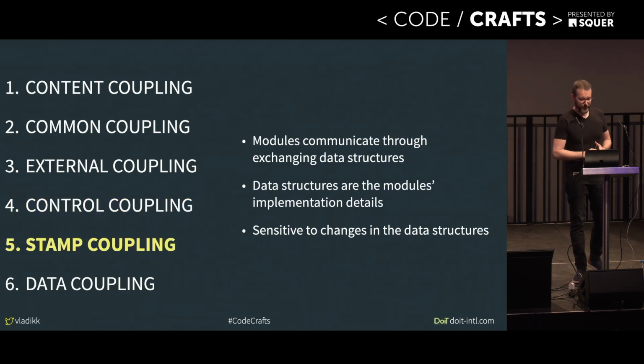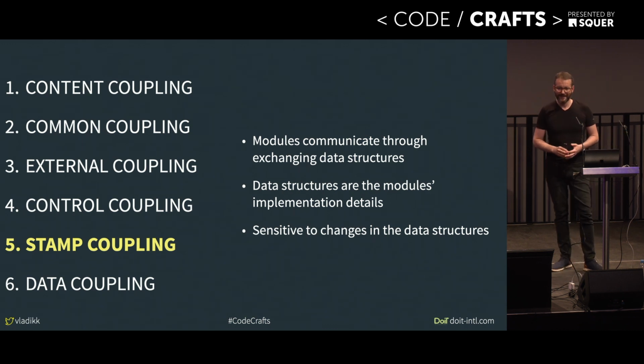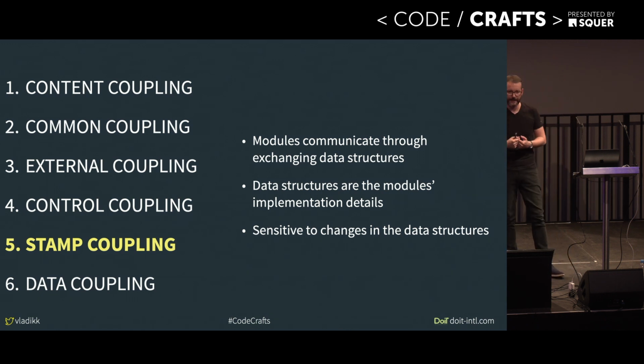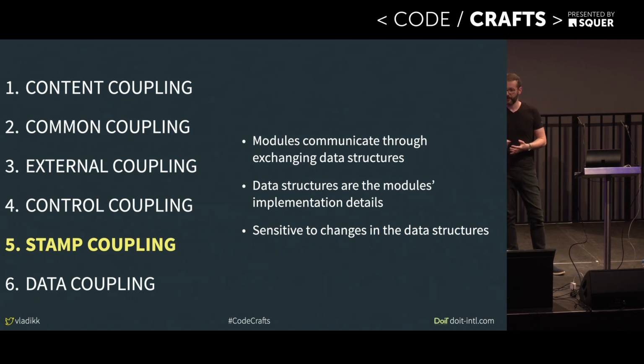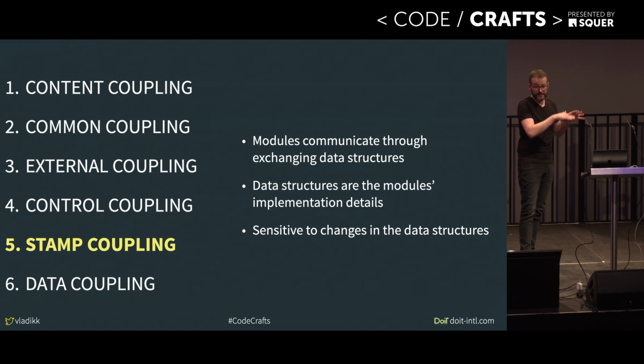Stamp coupled modules communicate by exchanging data records. Now, these data records are data structures that provide a bit more information than is really needed for integration. Say I'm talking to a CRM system and I'm asking for an email of a customer. Instead of an email, I'm getting dozens or hundreds of fields. An email is going to be there.